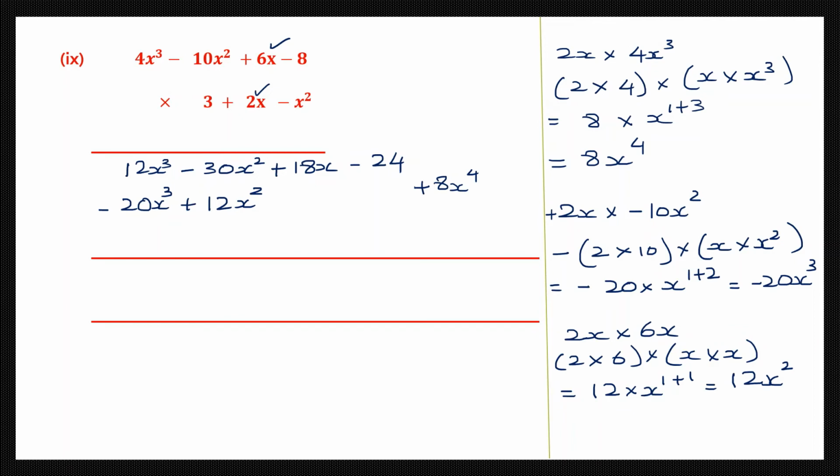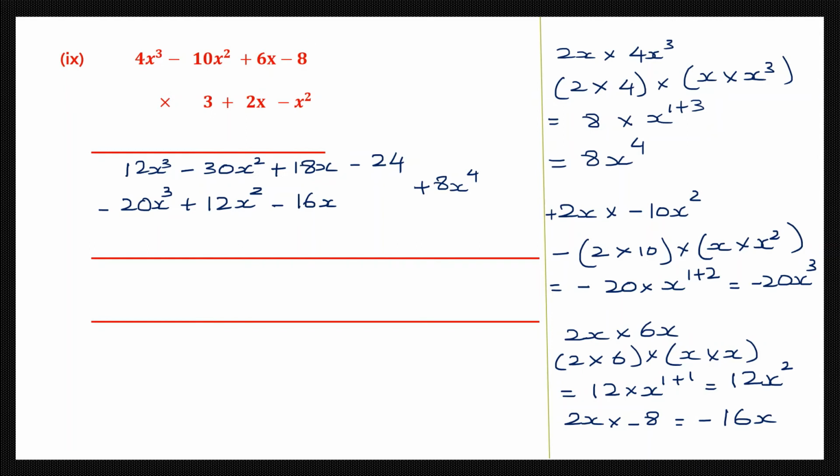Now let's take the last one, 2x into minus 8. So 2x into minus 8. The sign is minus. 2 eights are 16 and we have 1x, minus 16x. So let's write it here, minus 16x. So we have finished with 2x.